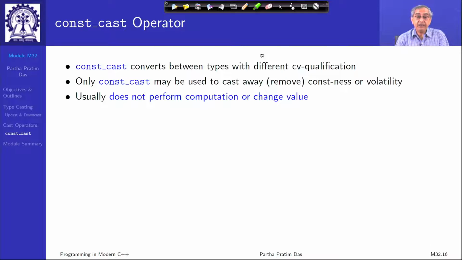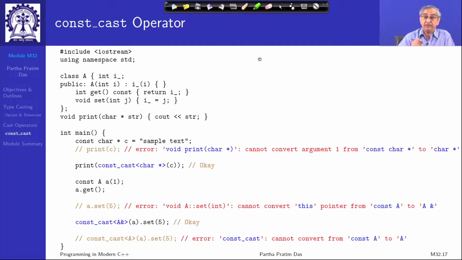So, having said that, let us talk specifically about const cast, which converts types of different CV qualification, const volatile qualification. Const cast is the only way to remove the constness or volatility of a certain object, but it usually does not perform any computation or change the value. Let us look at an example.